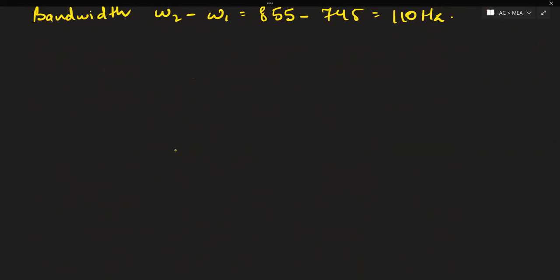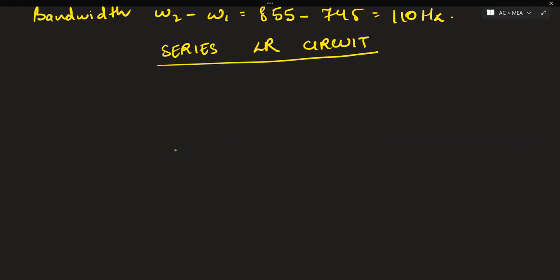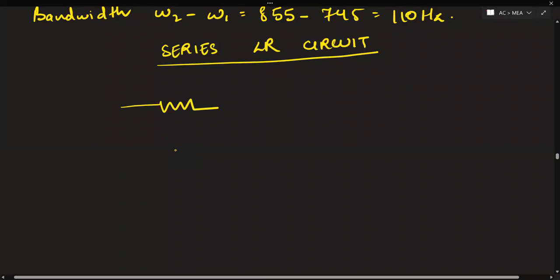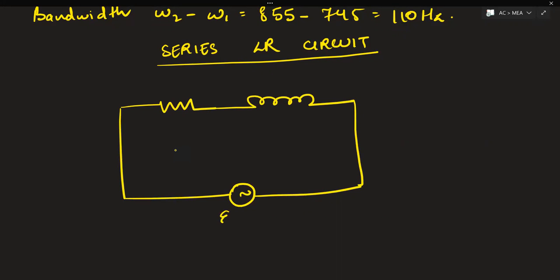Now we'll do the series LR circuit first. This is a series LR circuit. LR circuit means what? You have L and you have R. That is a circuit having a resistor along with an inductor. This is connected to an AC dynamo with value E naught sine omega t. This is the resistor, this is the inductor.